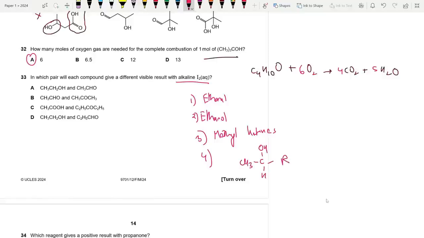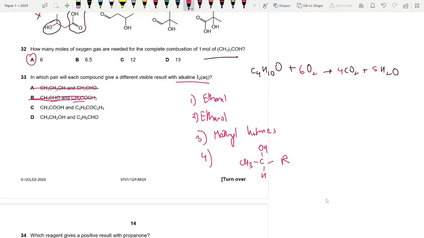With a methyl group as the side chain over here. So ethanol, both of them will give a positive result. So A is wrong. Ethanol, and this is propanone, a methyl ketone. So both of them will be positive.